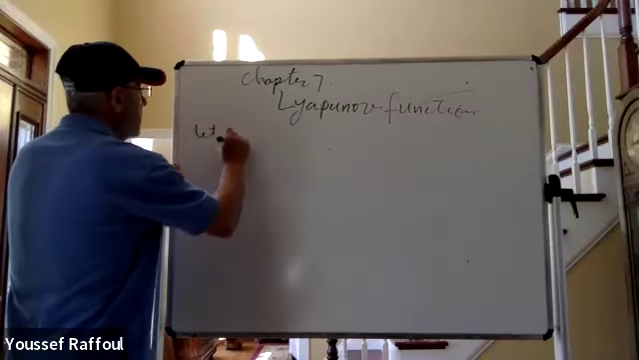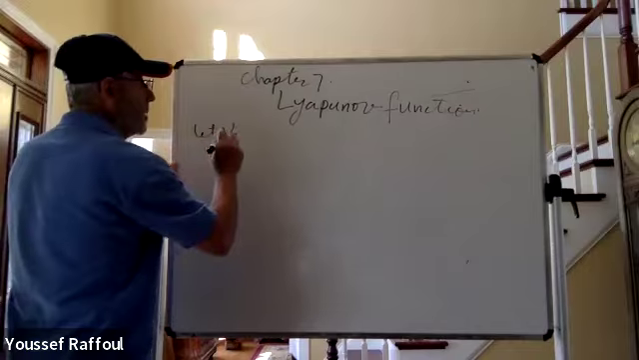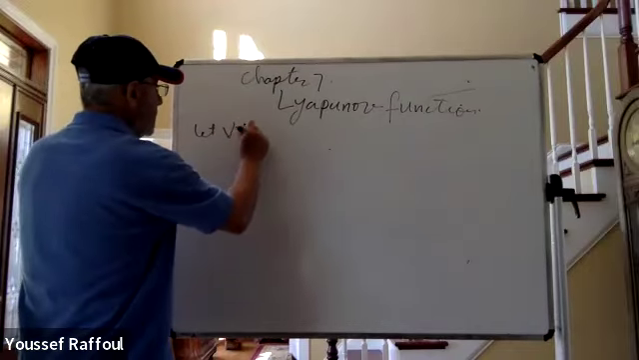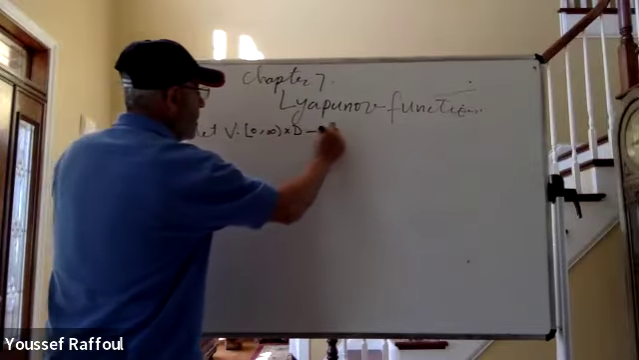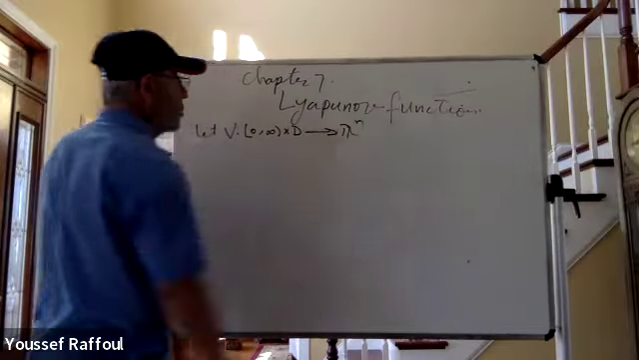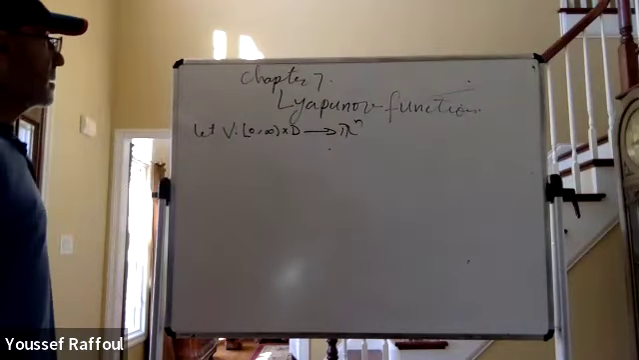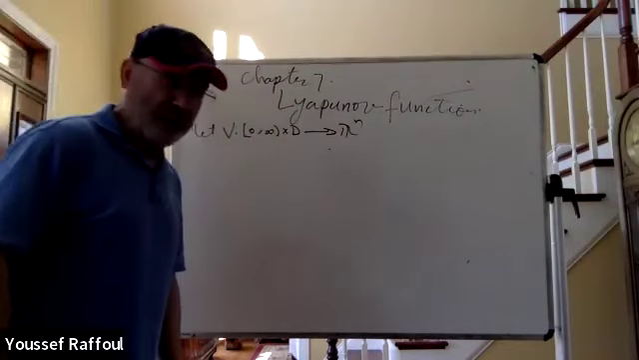Let the function V be from 0 to infinity cross D into R^n. Okay?